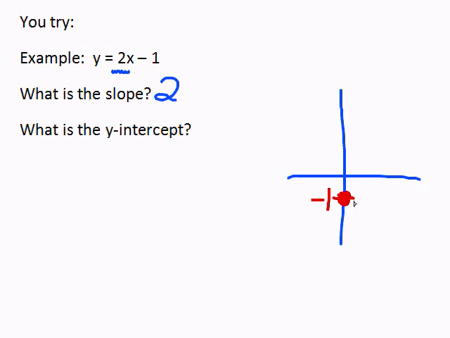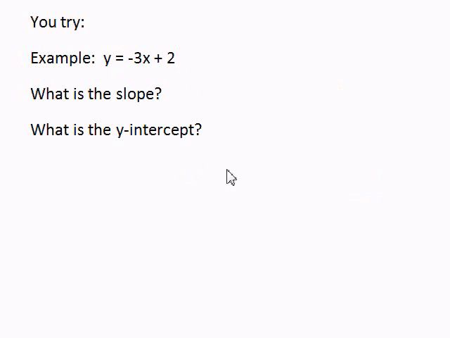What point would this be? It would be x would be 0 and y would be -1. So our y-intercept is 0, -1. Our slope is 2. Go ahead and try this one real quick. Again, find me the slope and the y-intercept.